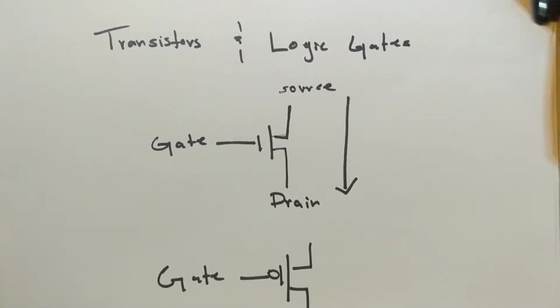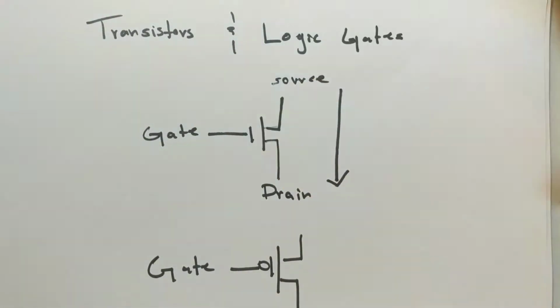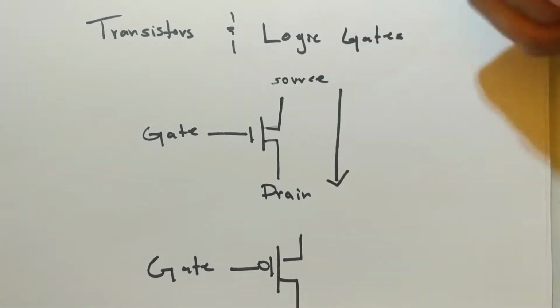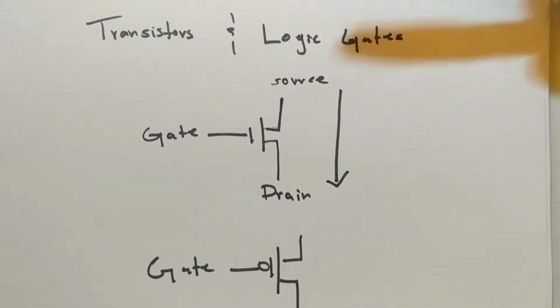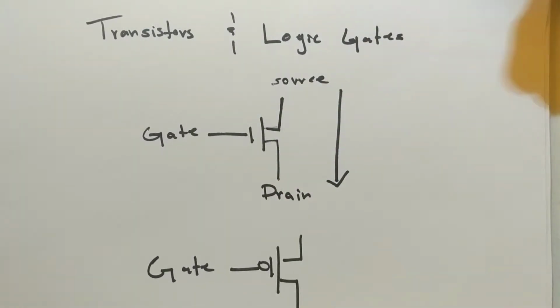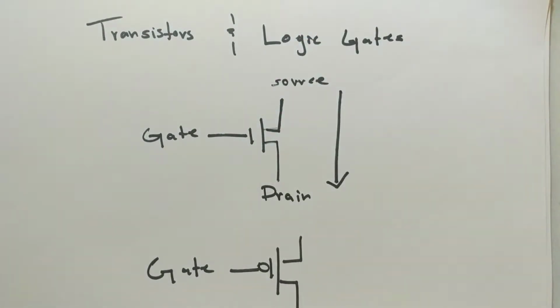Today we're going to learn what transistors are and what logical gates are. A transistor is basically a mechanism that allows electricity to either flow or not flow. It does this by either increasing or decreasing the resistance. Increasing the resistance doesn't allow electricity to flow. Decreasing the resistance does allow electricity to flow.